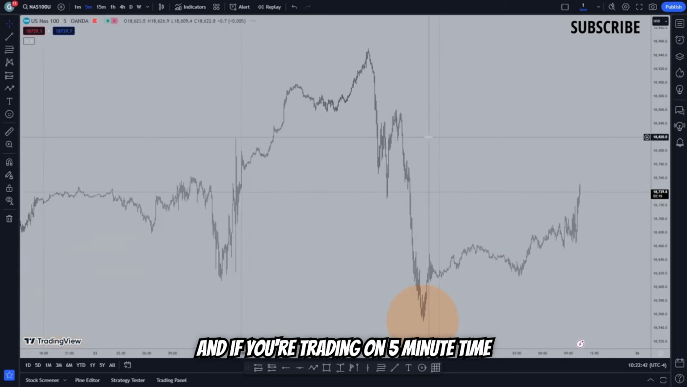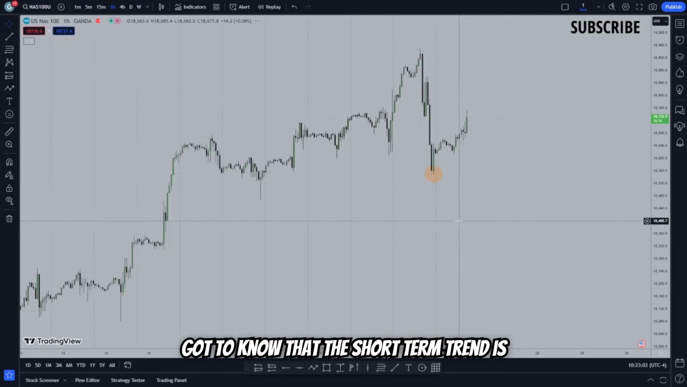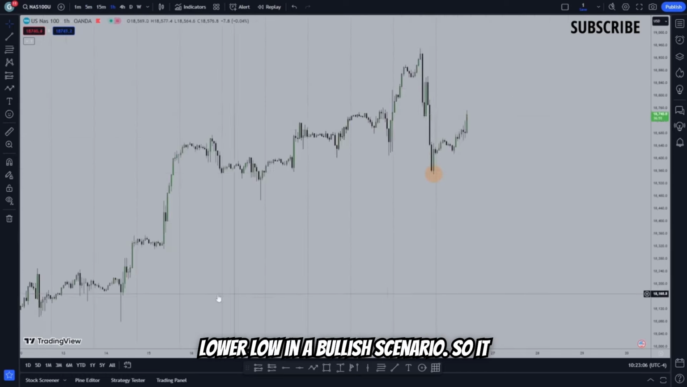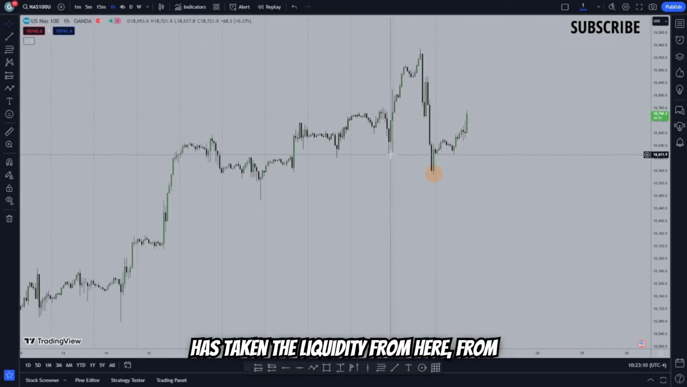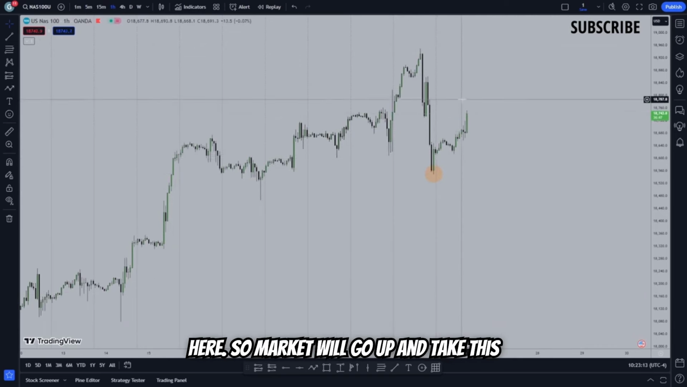If you're trading on the 5-minute time frame, a short-term trend on the 1-hour time frame is enough for you. You don't need daily bias. Daily bias is only needed for people trading on the 1-hour time frame or 15 minute. If you're trading on 5 minute, you should know the short-term trend on the 1-hour time frame. So we got to know that the short-term trend is bullish, because price has created this lower low in a bullish scenario and taken the liquidity from here. So the market will go up and take this high.